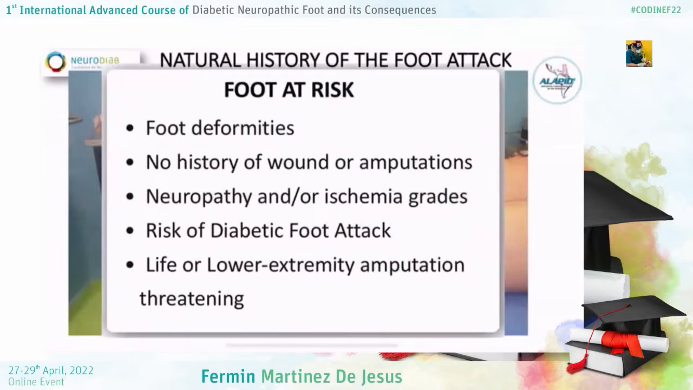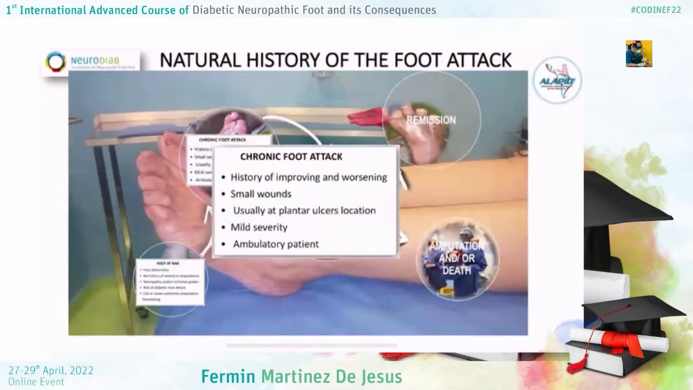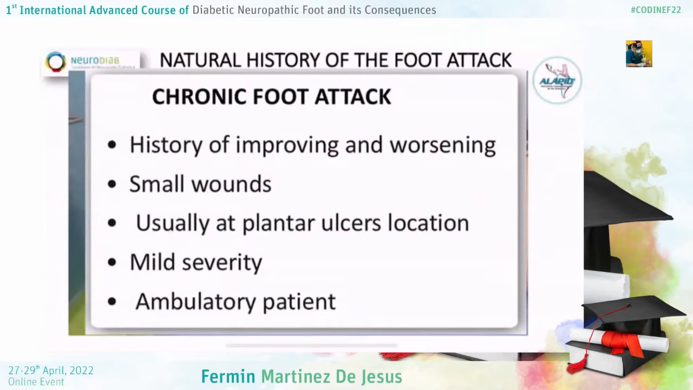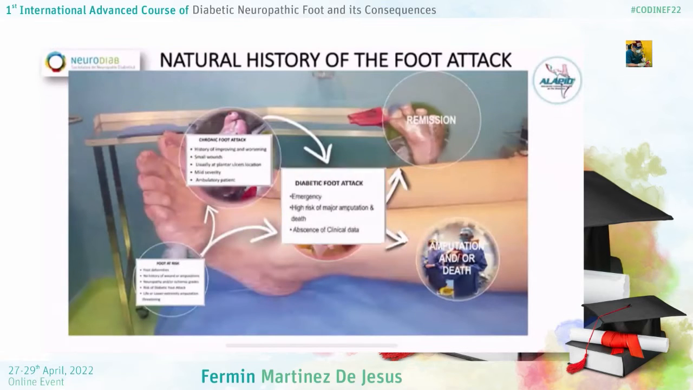The foot at risk presents foot deformities. There is no history of wound or amputation, maybe mild or moderate neuropathy or ischemia grade, with the risk of diabetic foot attack and a very low risk of lower extremity amputation. The chronic foot attack presents a history of improvement and worsening. Usually these are small wounds at plantar ulcer location with very mild severity in ambulatory patients.